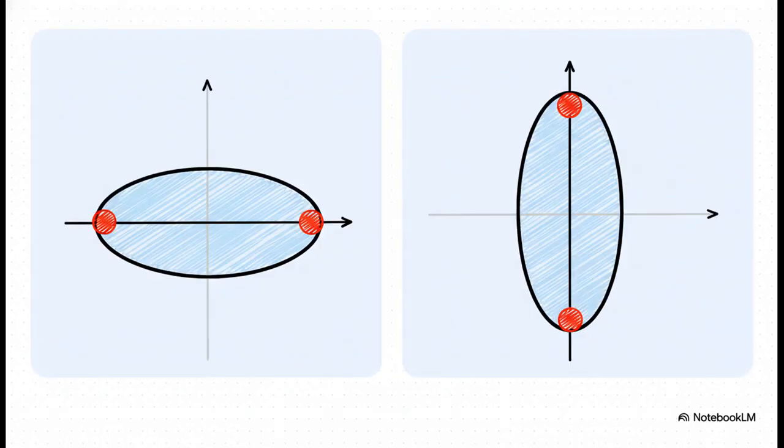For a horizontal ellipse, that semi-major axis A is longer than B. It's wider than it is tall, and the foci sit on the horizontal x-axis. But for a vertical ellipse, B is the bigger number, so it's taller than it is wide, and the foci flip up to the vertical y-axis. It really is all about which axis is the dominant one.